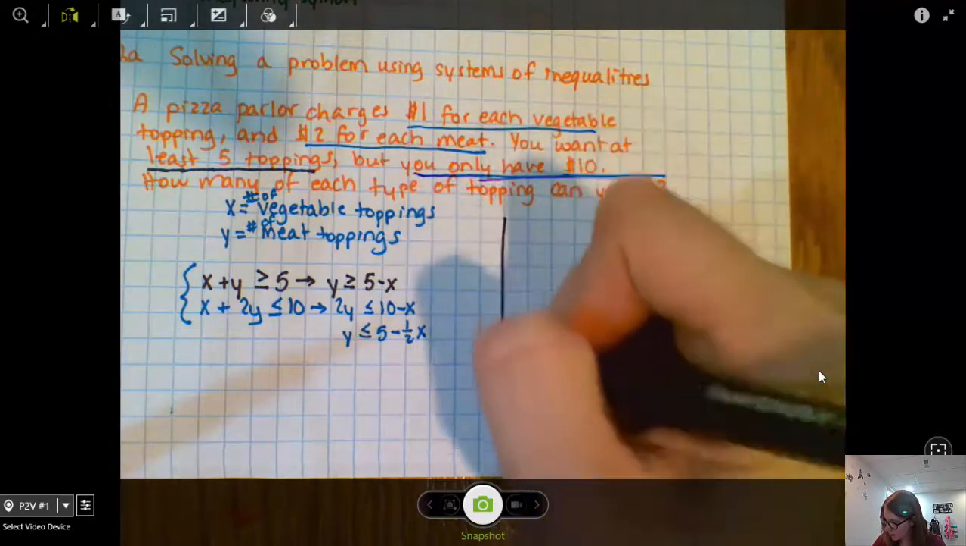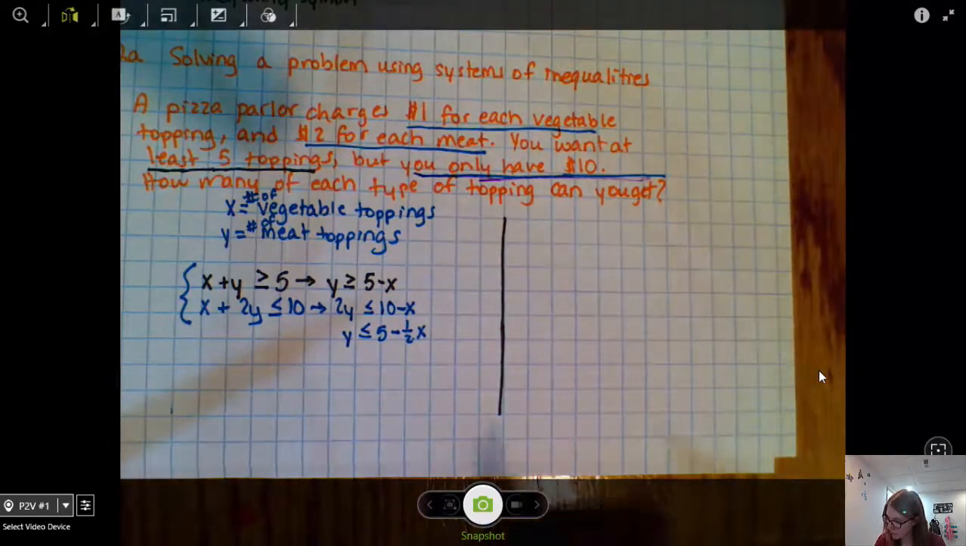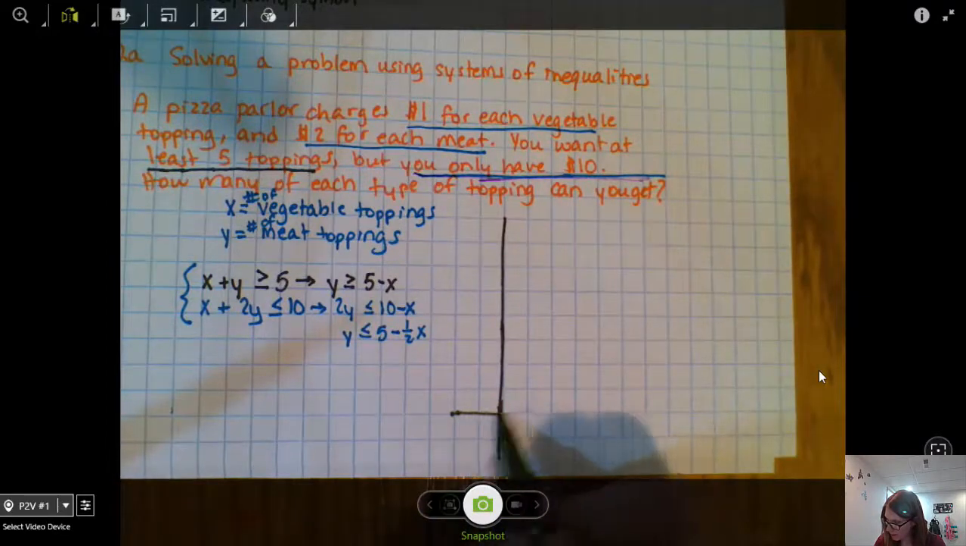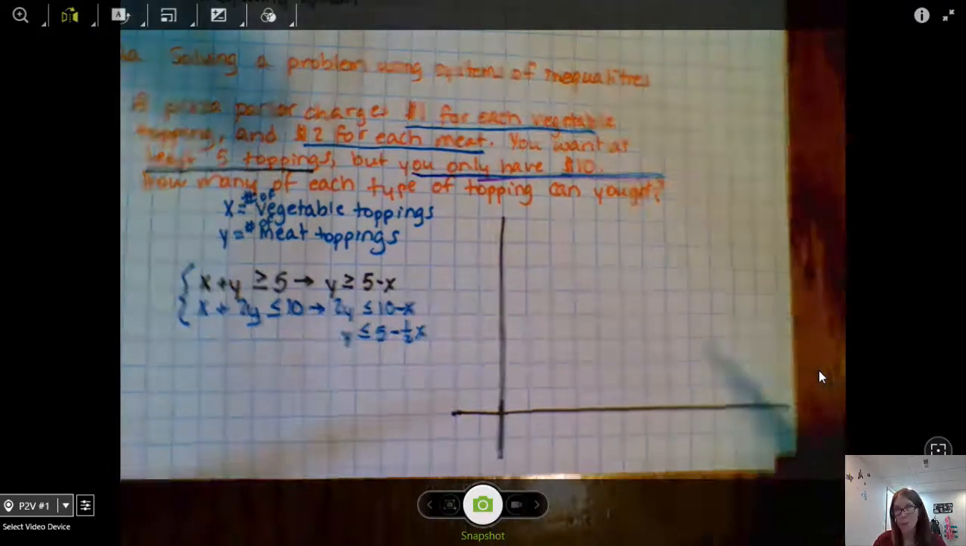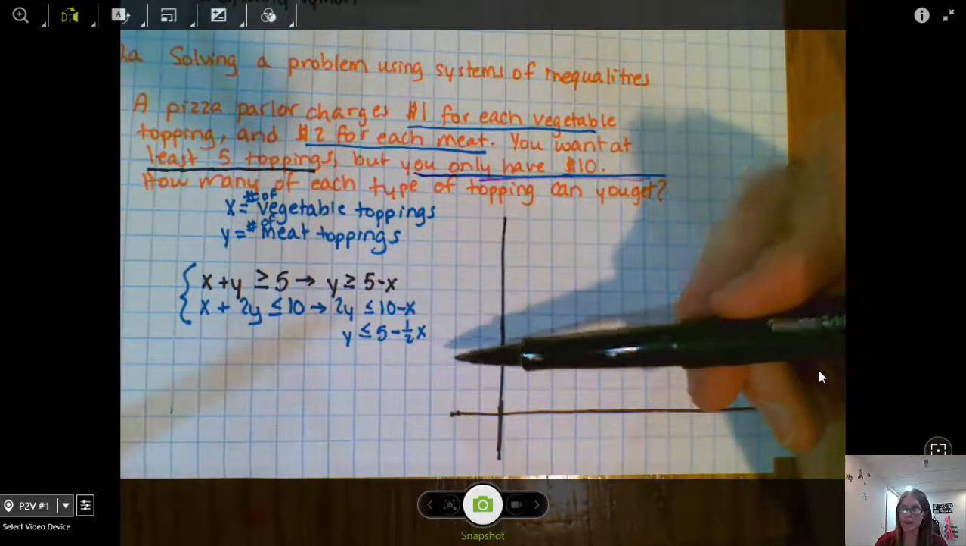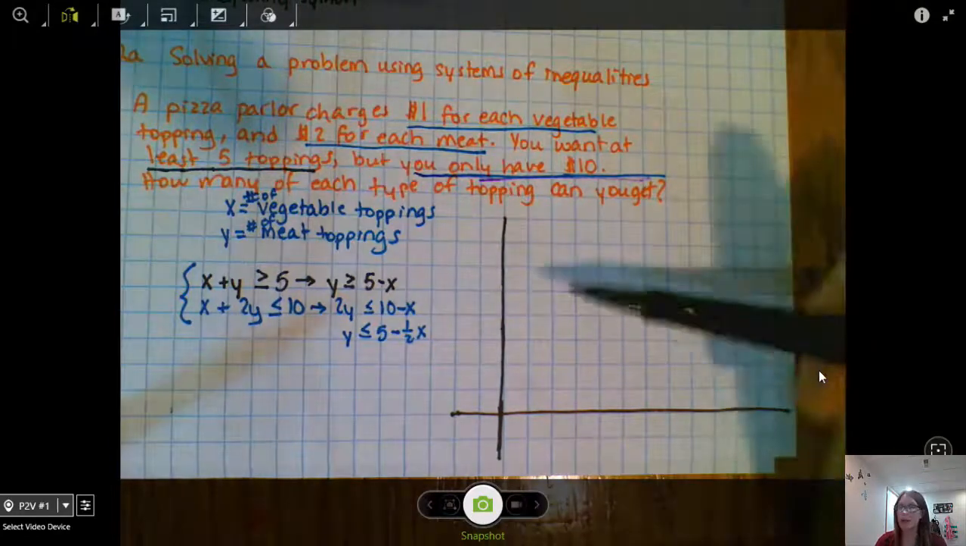And let's start off by drawing in my axes. And I'm really just going to draw a little bit to the left and a little bit underneath because it doesn't make sense to have a negative number of vegetable toppings. It doesn't make sense to have a negative number of meat toppings. Okay, it's going to be positive for both.